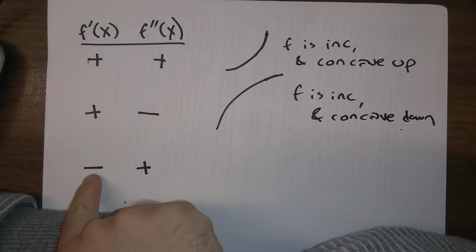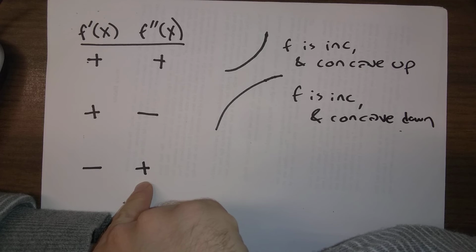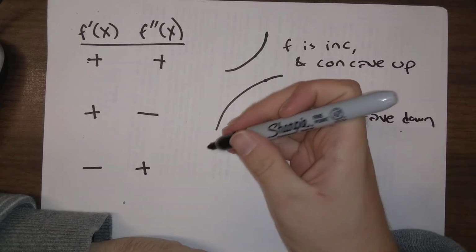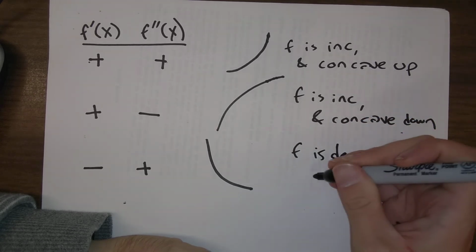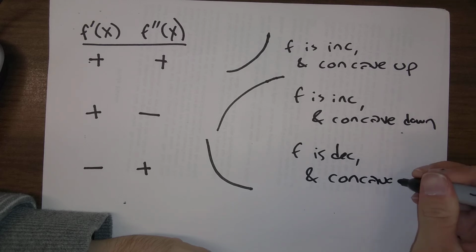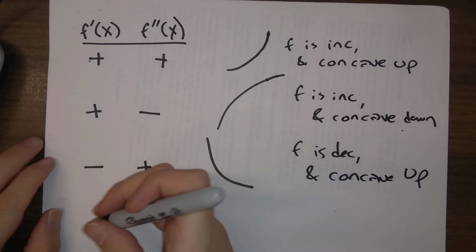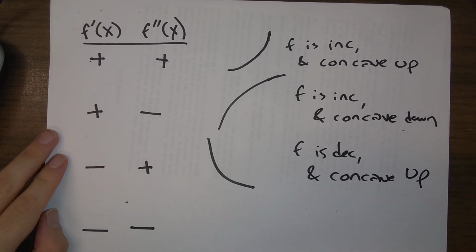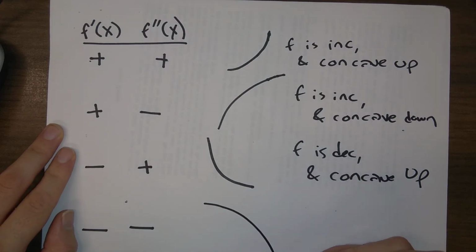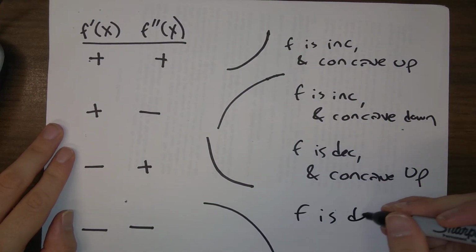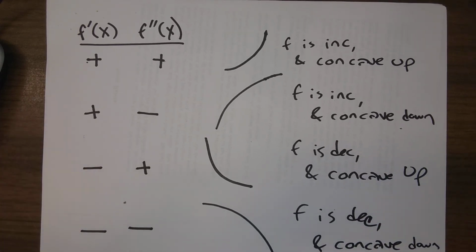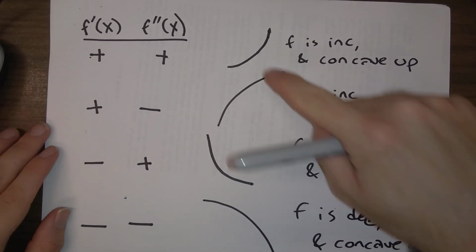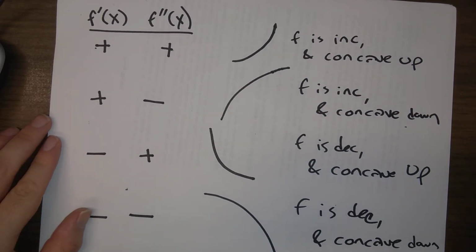Now if f prime is negative, but f double prime is positive, our function is decreasing but concave up. So something like this would be the case. And to finish off our chart, if f prime and f double prime are both negative, our function is decreasing and concave down. Something like this would be going on. So just from the signs of the first and second derivative, we can tell a lot about what our function looks like.